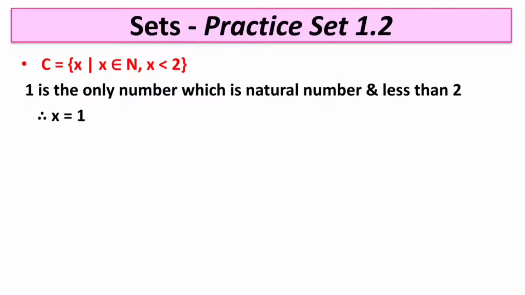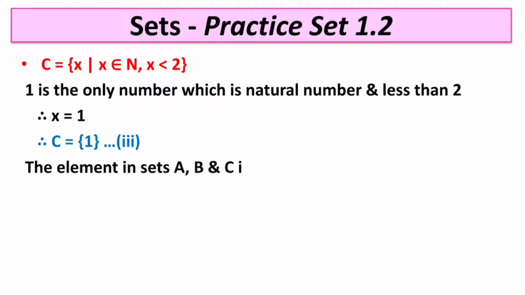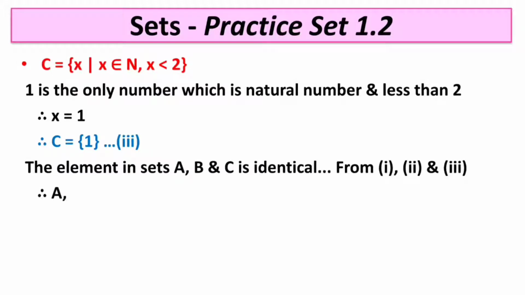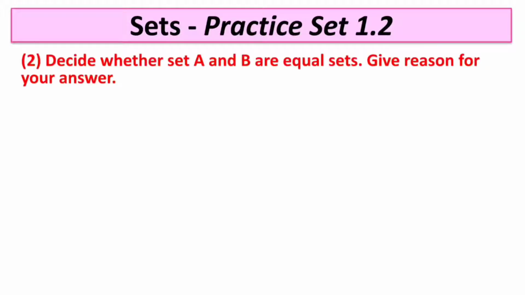From 1, 2 and 3, the elements in sets A, B and C are identical. Therefore A, B and C are equal sets. Now the next problem is: decide whether sets A and B are equal sets. Give reason for your answer.